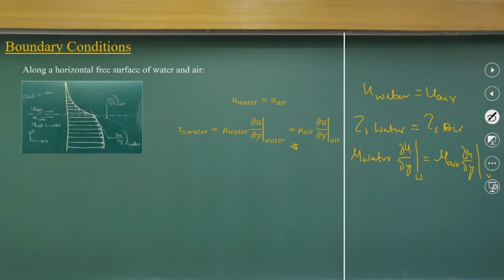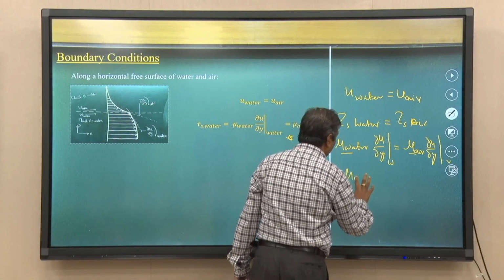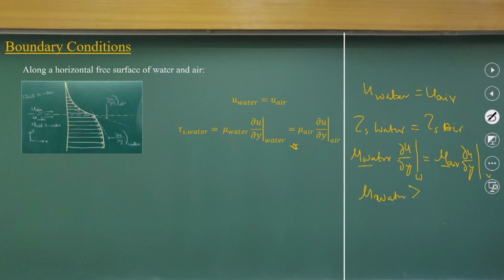Now, if you look at the problem, as you know, the dynamic viscosity of water will be much larger as compared to the dynamic viscosity of air. For example, mu water is larger than 50 times mu air. So, if the viscosity is 50 times larger, then definitely the gradient will be smaller than 50 times. If I equate these two parts, the gradient will be smaller by that factor.